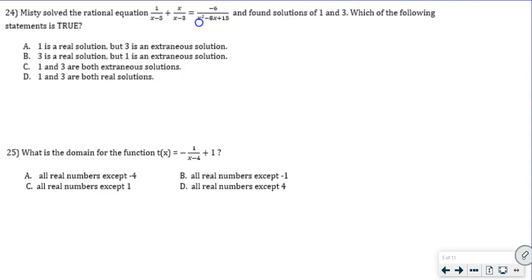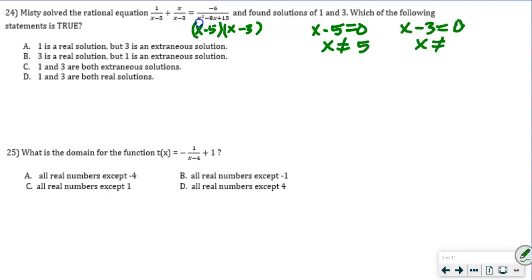Let me go ahead and make that bigger so you guys can read it. That's x minus 5 and x minus 3. Those are the ones we already have. Now remember, to find our excluded values, we have to set those equal to 0. So we do x minus 5 equals 0, so x cannot equal 5. And x minus 3 equals 0, so x cannot equal 3.